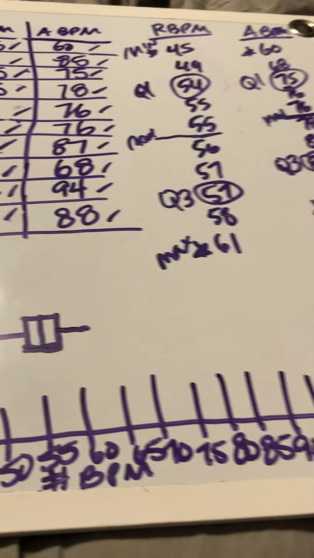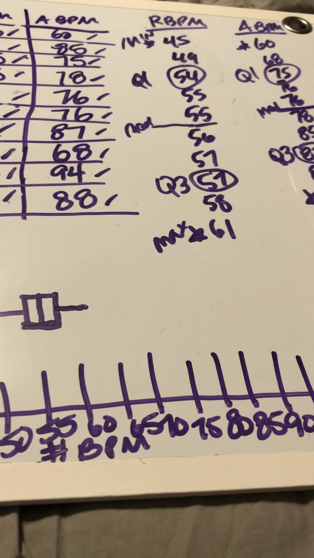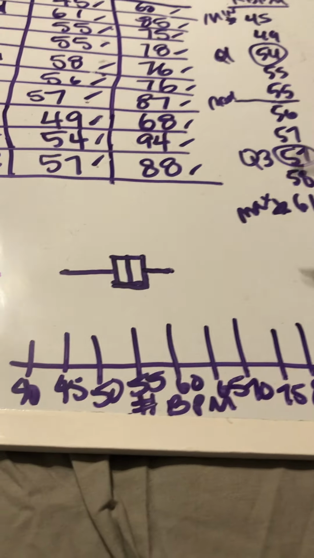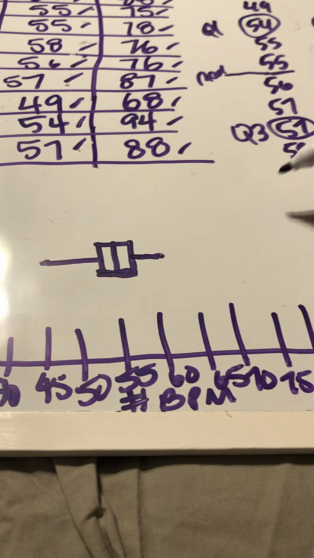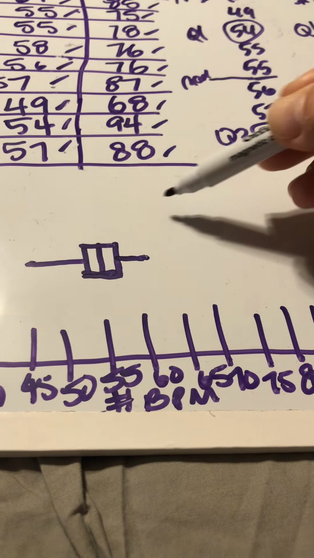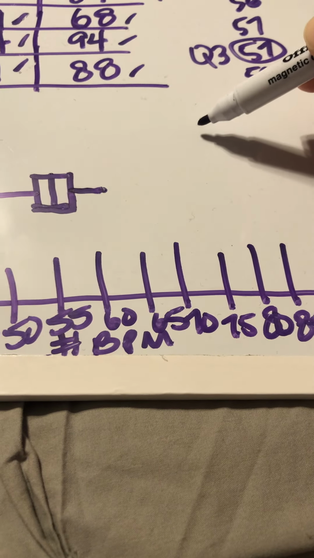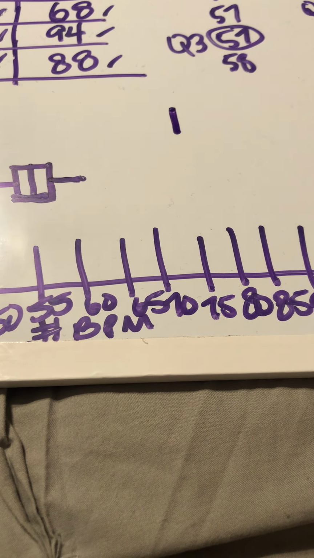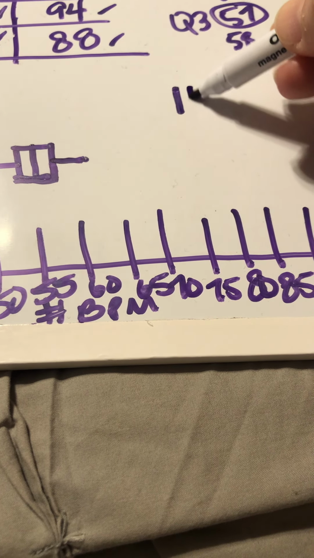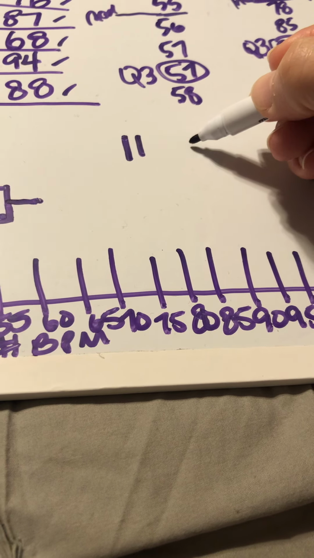For my active one, 75 is my Q1, so I'm going to draw a line up here. Oops, that kind of came down. Sorry, y'all. I'm going to draw a line up here for my active beats per minute at 75, because that's going to be Q1. And then 77 is the median. And then 87 is Q3.